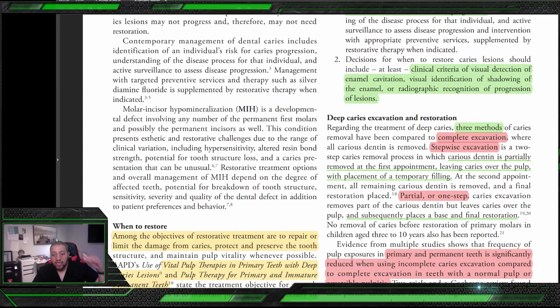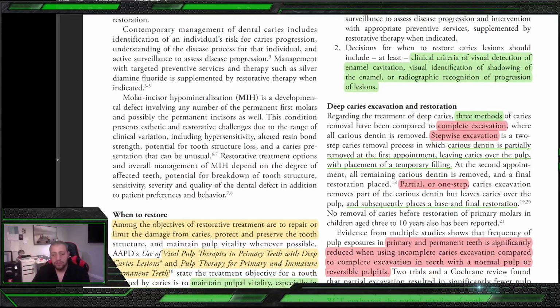No removal of caries before restoration of primary molars in children aged 3 to 10 has also been reported. This is a different technique and it's a very weak technique. We're going to discuss it later. Discard this point now. We're going to discuss it at the end of the article.